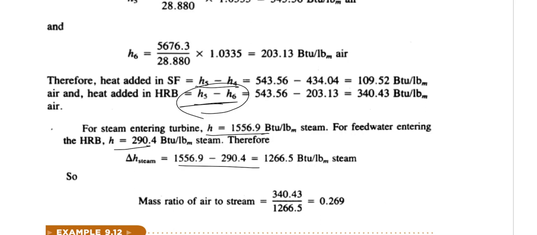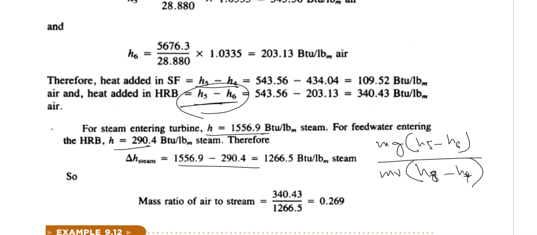That further gives mg into H5 minus H6 divided by mv, which we have already done, into H8 minus H7. Once you have done that, you will be finding the ratio of air to steam, which is what is required.